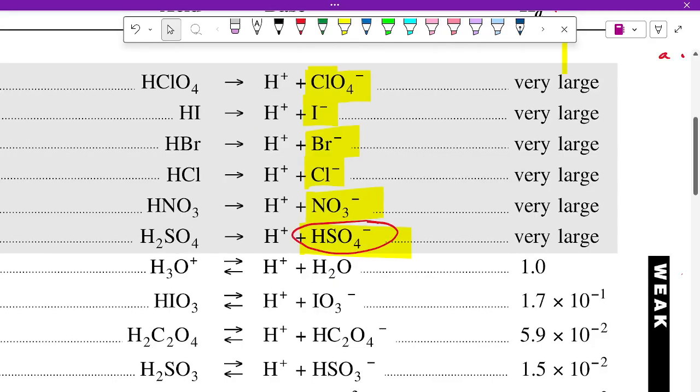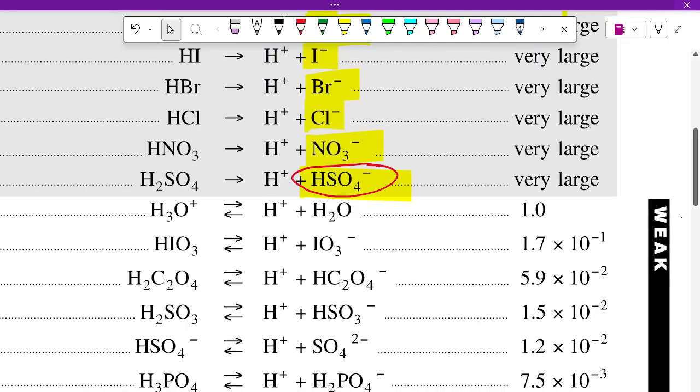Let's find another one. What's our next one down the list after the gray zone that has both a hydrogen and a negative charge? We've got HC2O4. And what's our next one? Let's just do one more. HSO3. Okay, so we got that one there. I'll make it a different color. Pink. There we go. So we have HSO4 minus.